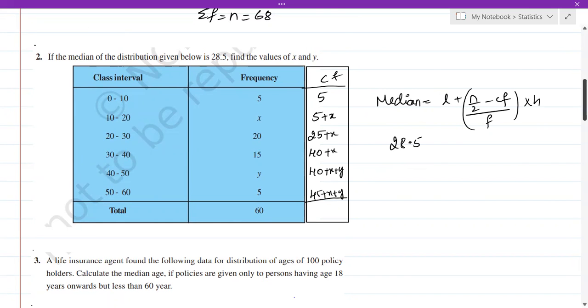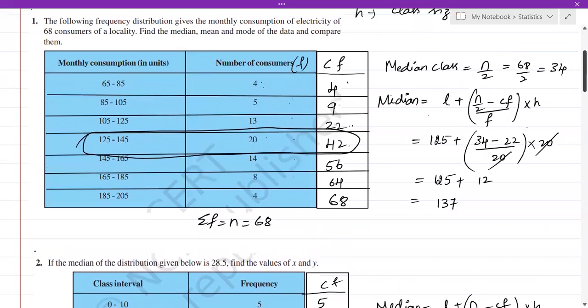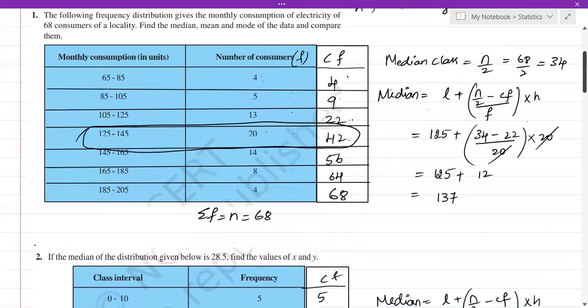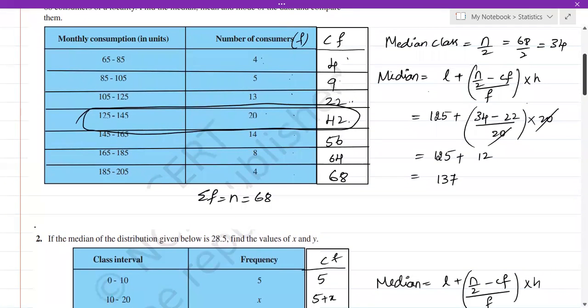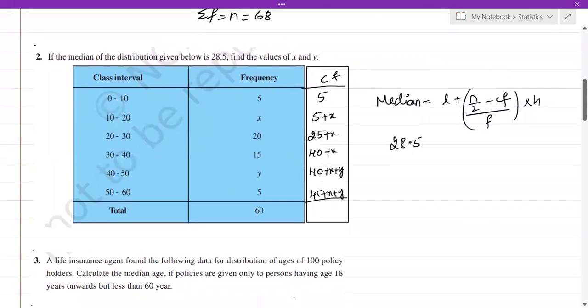Earlier, what we were trying to do was find the median. In that, for the median class, we got 34. That 34 we were checking in CF. But here they've already given the median, right? So this median should be somewhere here. 28.5 will be between 20 to 30, right? So from this data, we get to know that this is our median class.